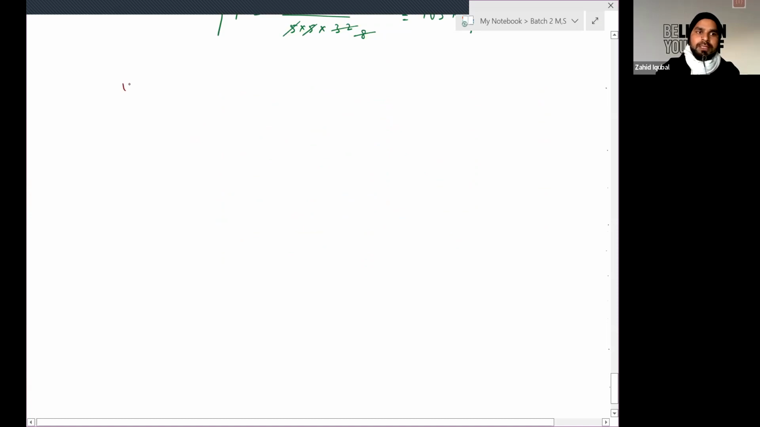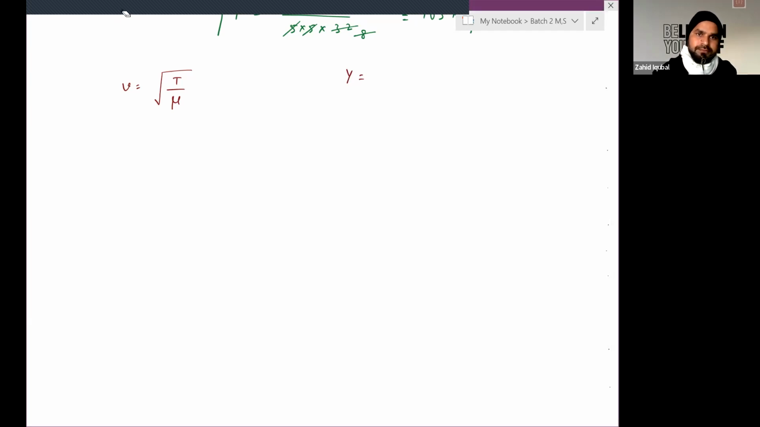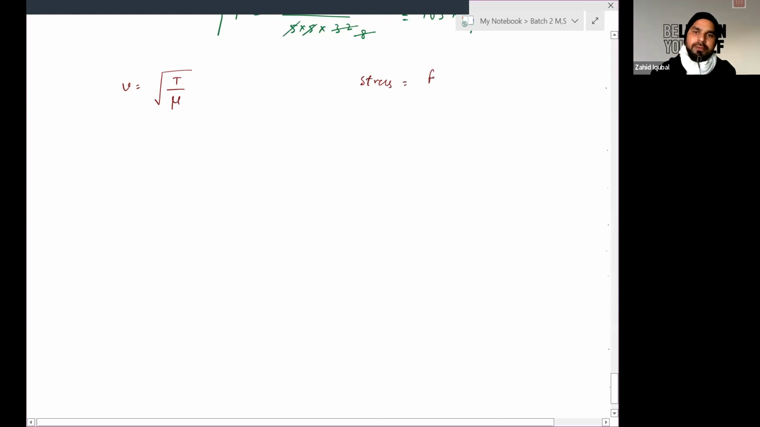So according to the formula, velocity equals root under T by mu. We may transform this particular tension according to the relation. Stress equals the amount of deforming force per unit area. This force may also be treated as tension in the string by area. So you may write tension equals stress multiplied by area.